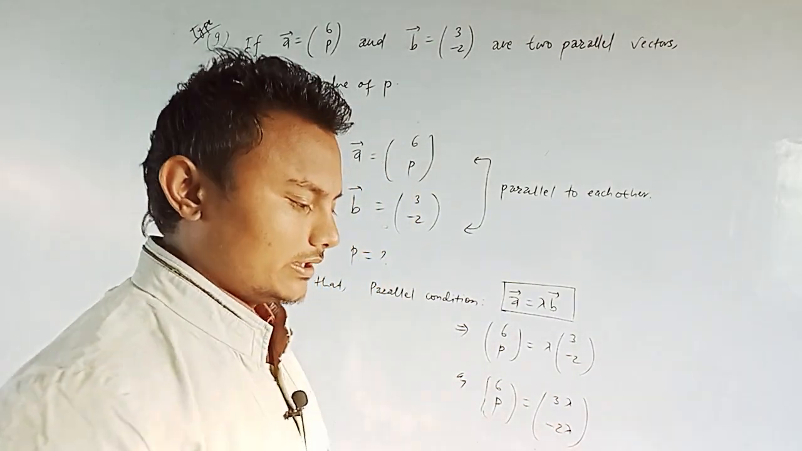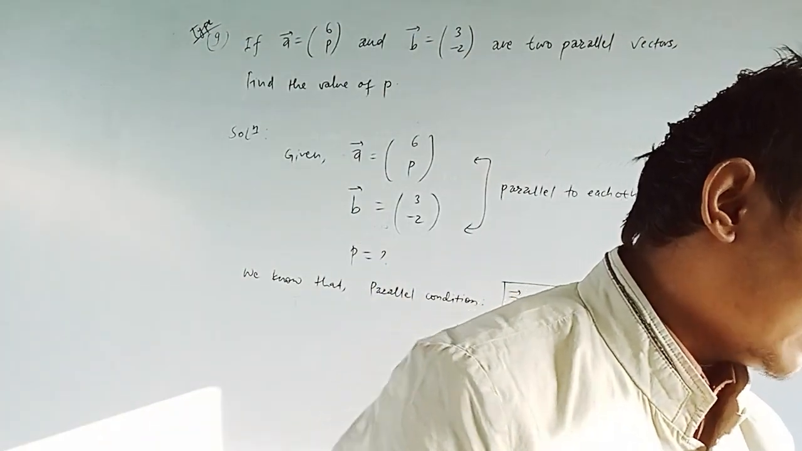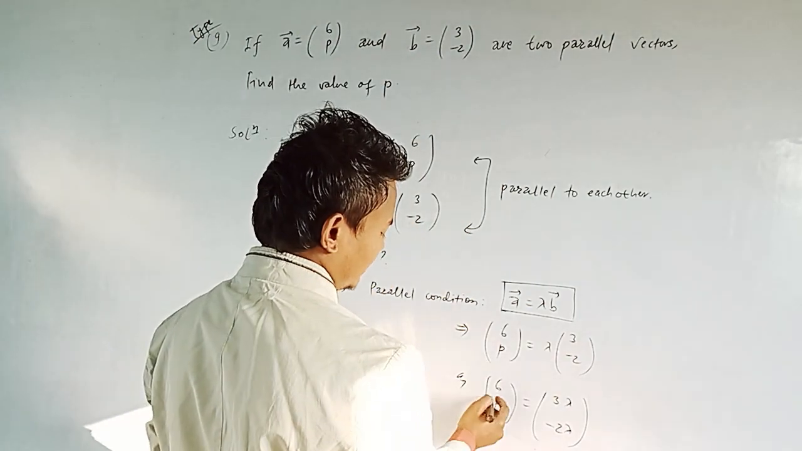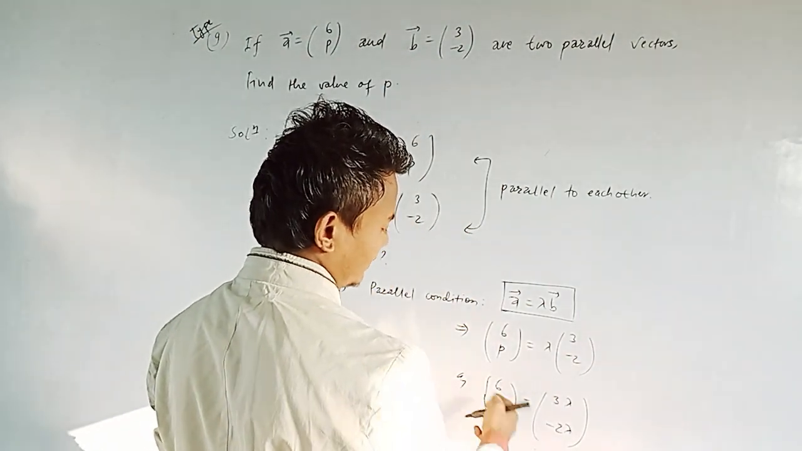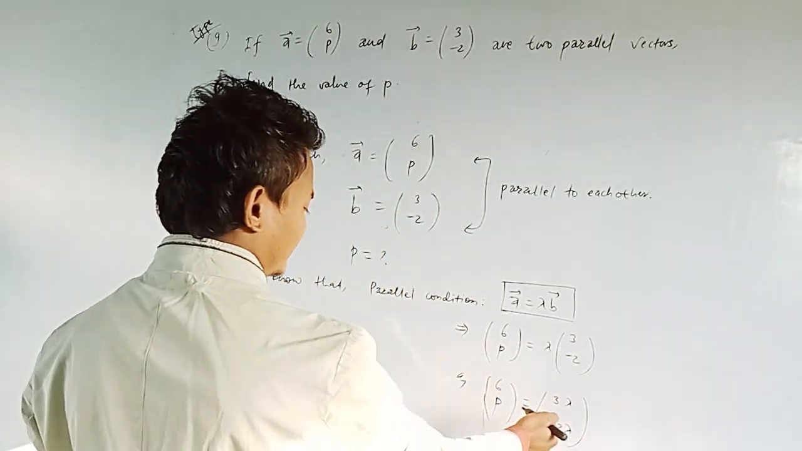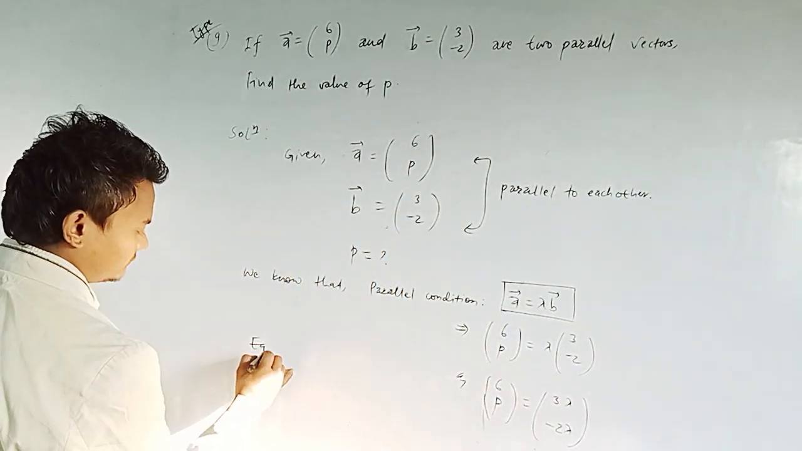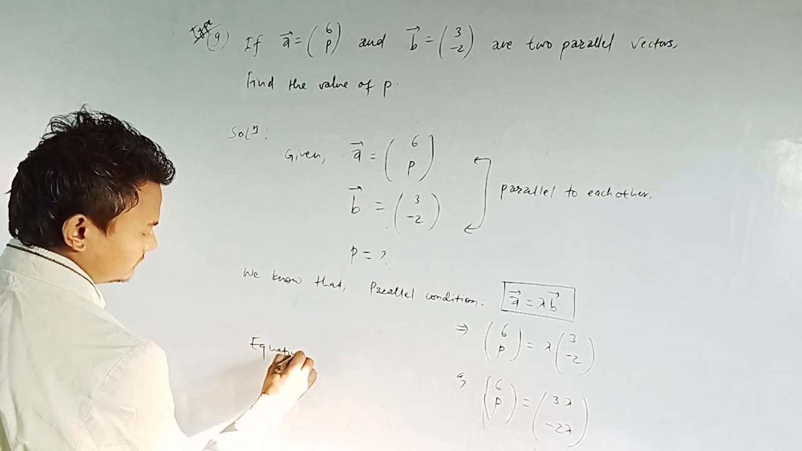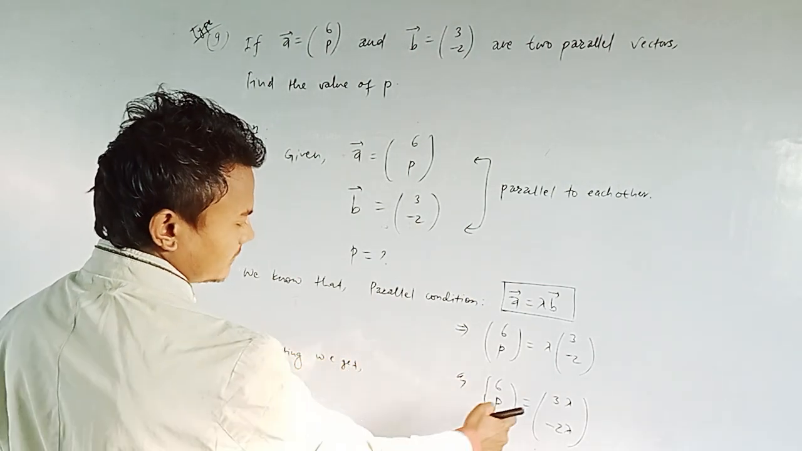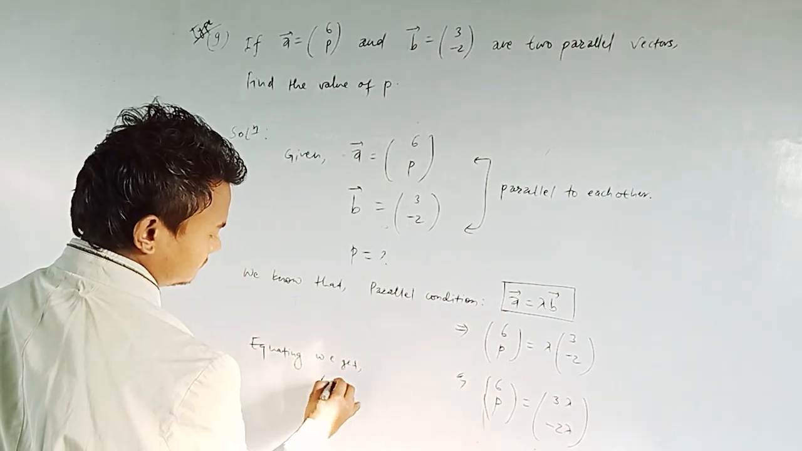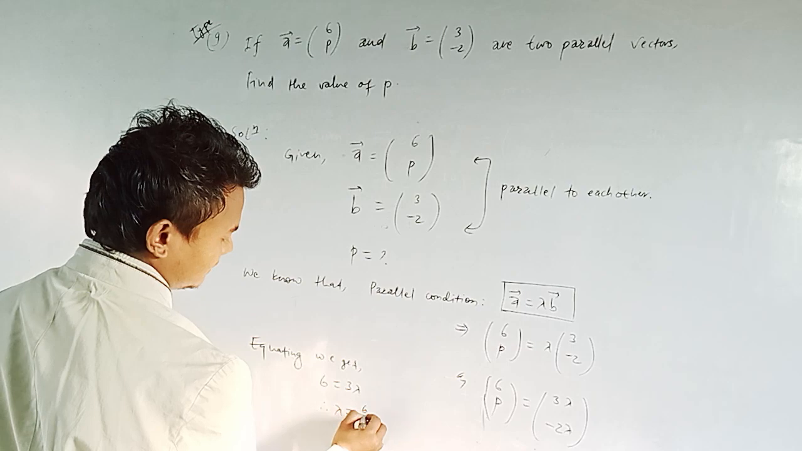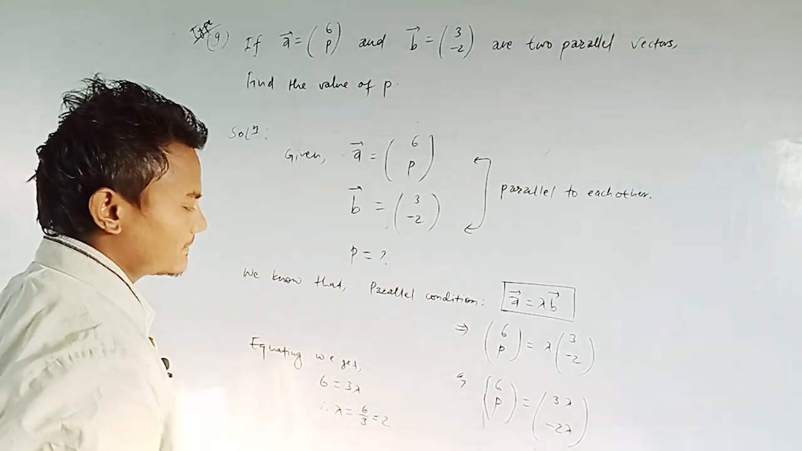Okay, now the individual terms can be equated. So the first term should equal the first x coordinate, and the y coordinate should equal the y coordinate. So let's equate. Equating, we get 6 equal to 3 lambda. That is, lambda equals 6 by 3, which means 2.